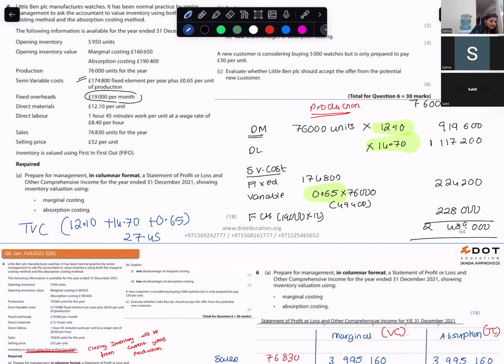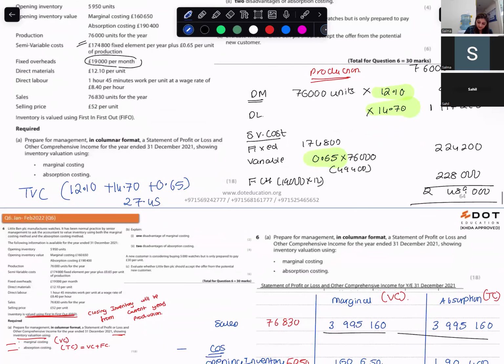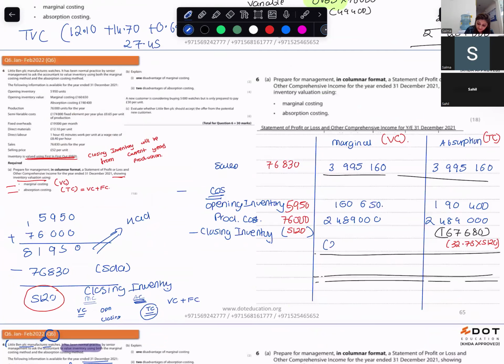What is the closing inventory? 5,120. 27.45 is the variable cost, and I am going to value my inventory only at the variable cost. So my closing inventory will become how much? 140,544. So you have opening inventory plus the production minus the closing inventory.